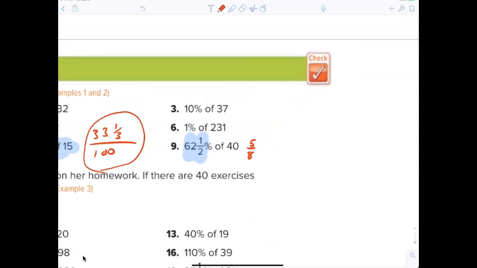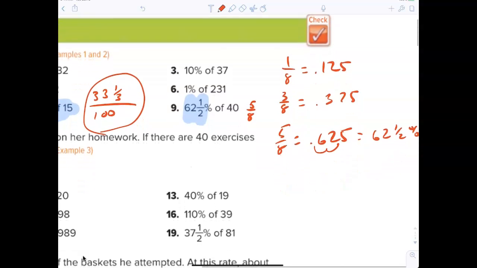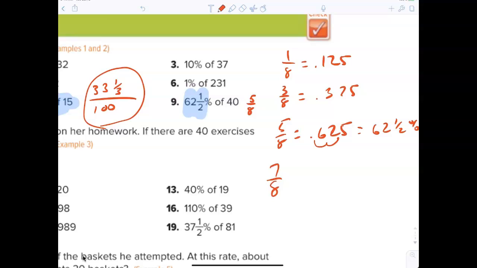Because, again, at the beginning of the year, we did 1/8 is 0.125. We said 3/8 was 0.375. We said 5/8 was 0.625. And if I move that over, that's the same as 62.5%. You with me on that? Do I think you should know that right now? No, I don't. Just like this is 0.875, which is 87.5%. I'm just saying I want you to know those. You with me? That's what I want.